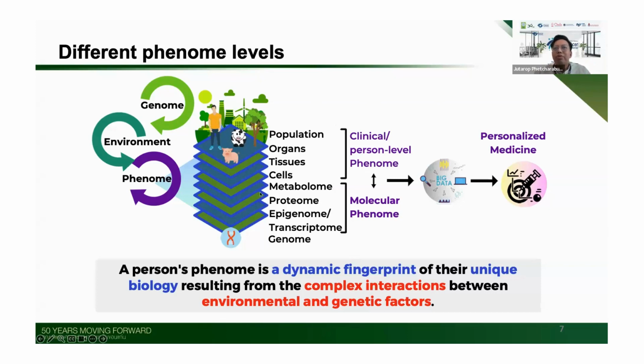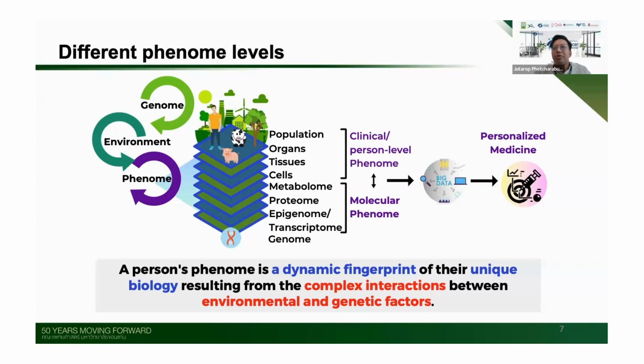And when we look within the cells, for example, at the metabolites, proteins, epigenomes, and transcripts, we call it the molecular phenome. And this information is really important in order to serve as the big data pool, or in other words, the molecular big data pool that can lead to personalized medicine. So clinical or person level phenome alone, or just one single omic data alone, cannot give 100% thorough understanding of personalized medicine.